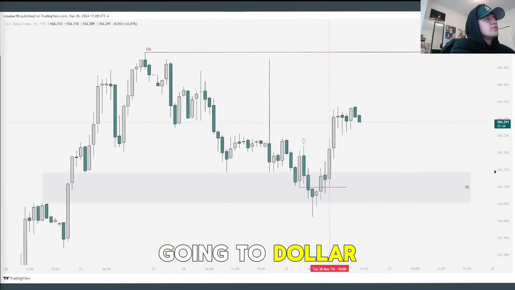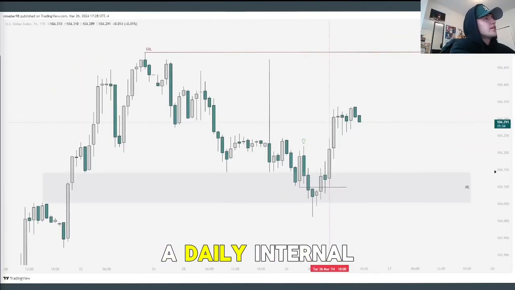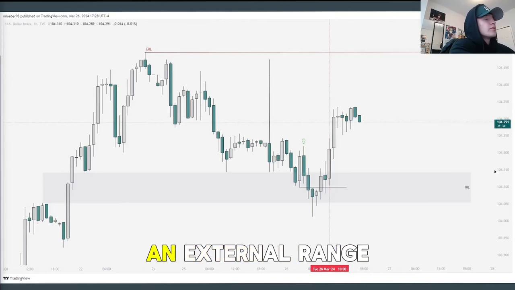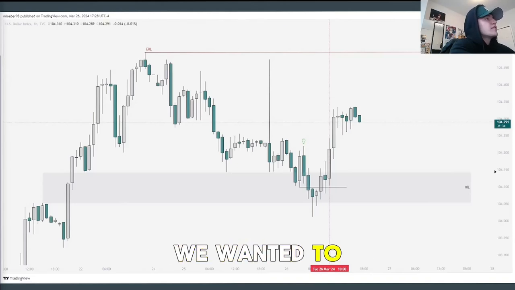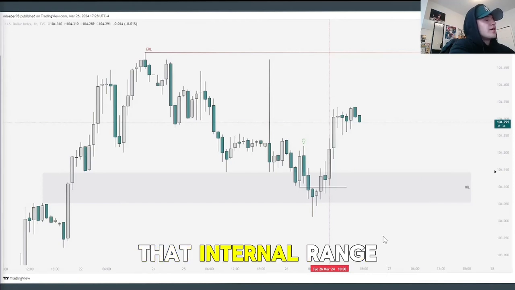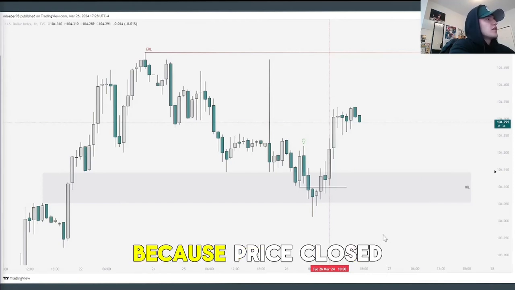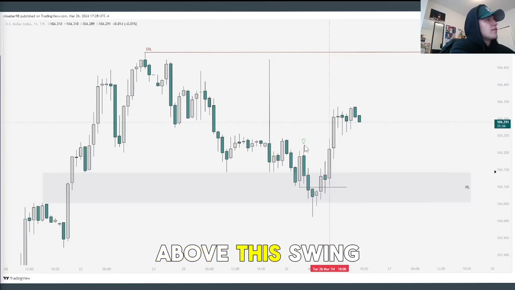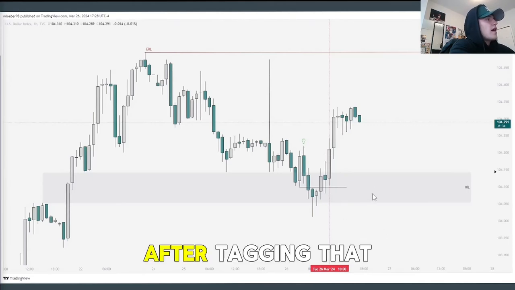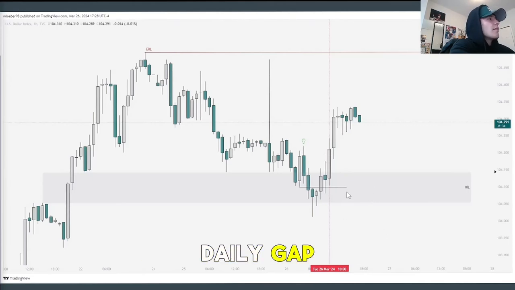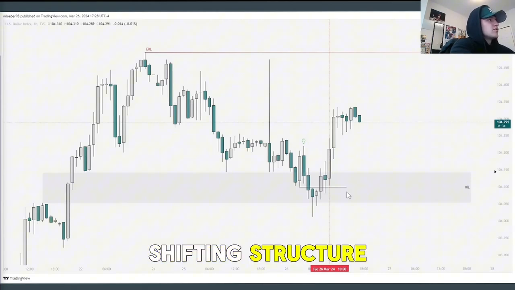Now going to dollar, because dollar was a daily internal range liquidity pool to an external range draw, we wanted to see the reaction on dollar index after price reached that internal range liquidity pool. And I was able to get good confirmation because price closed above this swing high after tagging that daily gap. And if you guys know this, daily key level to an hourly shift in structure.